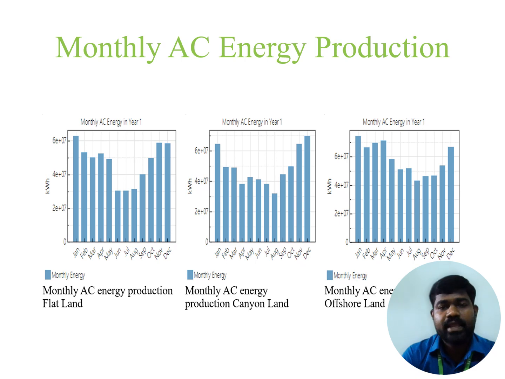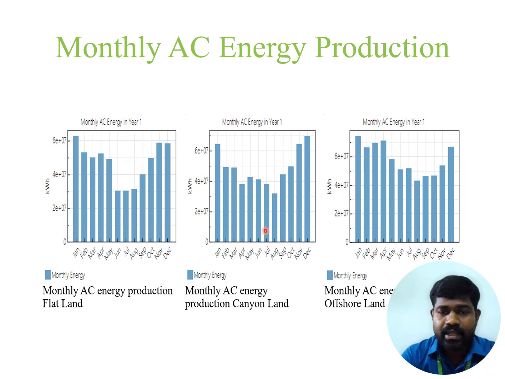This is the monthly AC energy production result for the three different lands. This is the flat land monthly AC energy production result, this is the hilly land, and this is the offshore land. For flat land, minimum wind energy is produced in June, July, and August, three months. Maximum wind energy is produced in November, December, and January, three months.